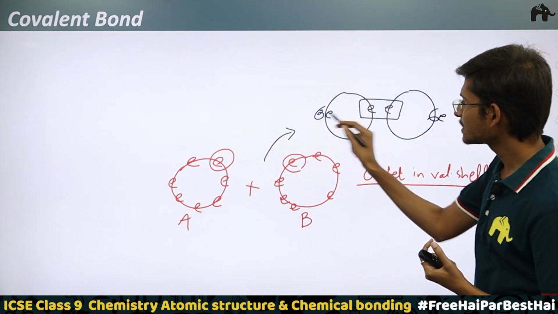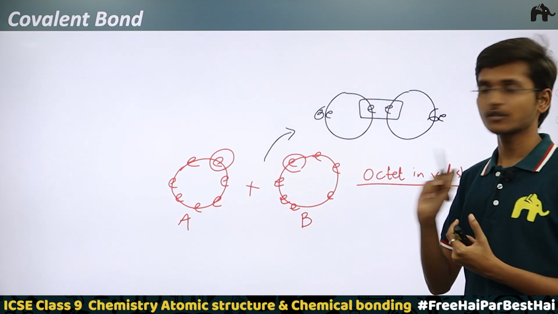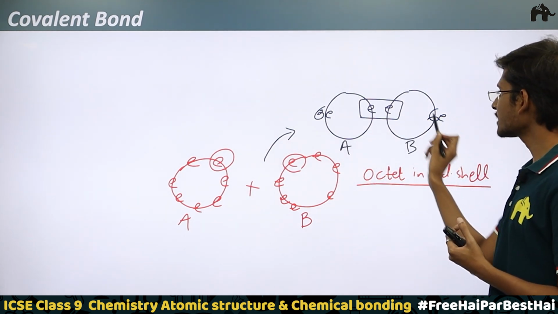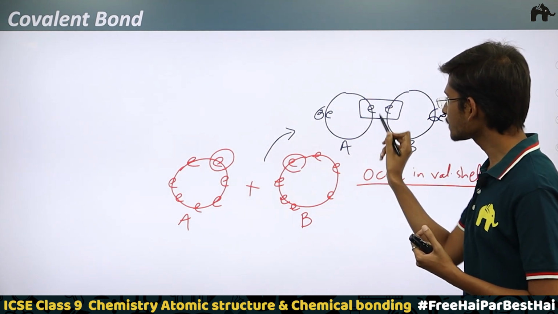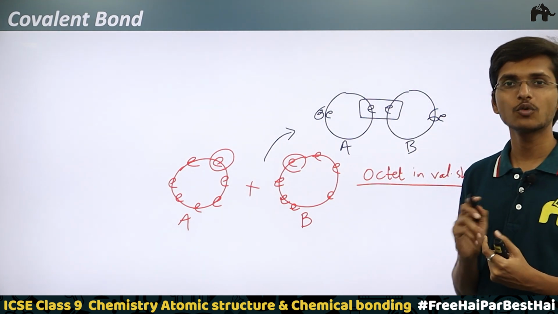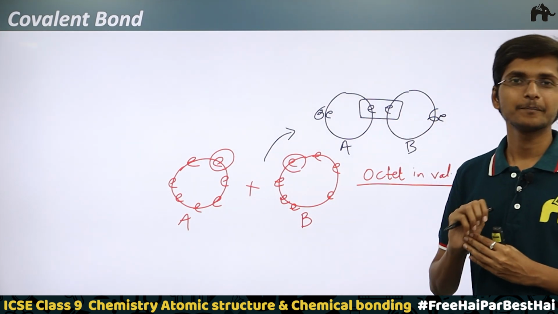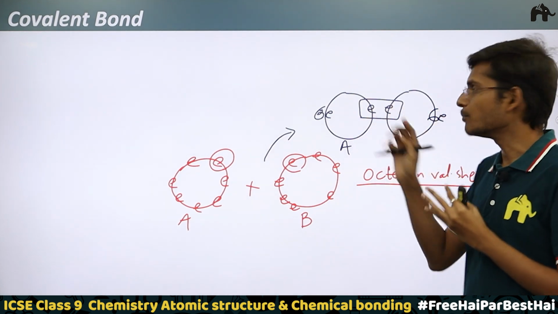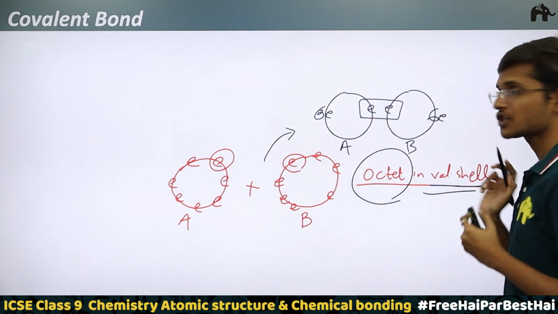Now what is happening? See, 6 electrons, and the 7th and 8th electron, this atom A got its 8th electron. In the same manner, this atom B has 6 electrons, 7 electrons of its own, but now because of sharing of this electron from this atom, it has got 1 more electron. So it also has 8 electrons in its outermost shell. Clear? So because of this sharing, both of them attained the octet in their valence shell.